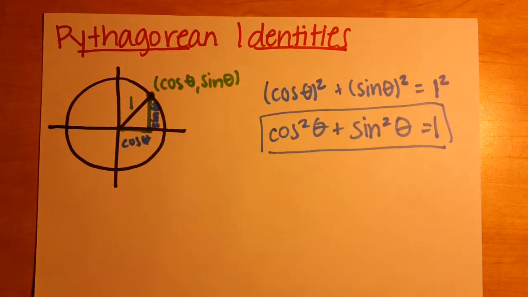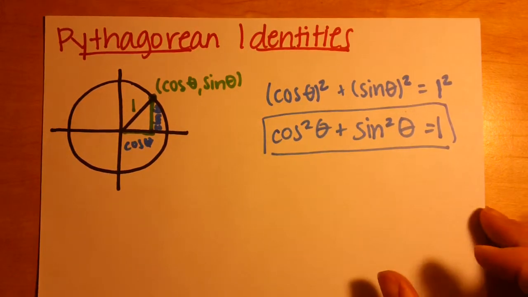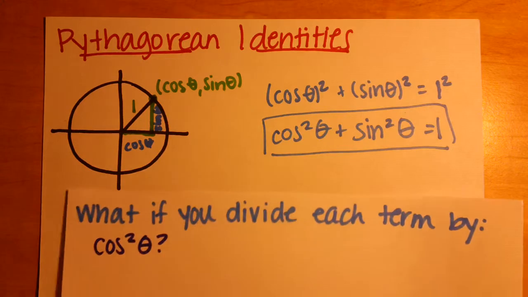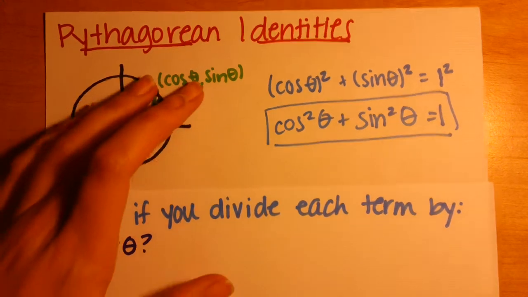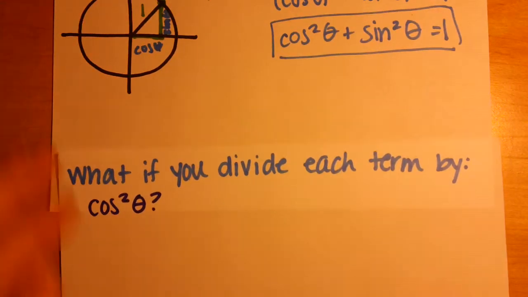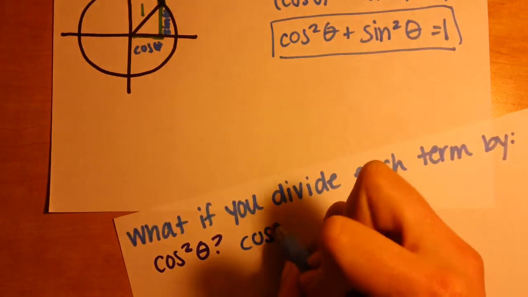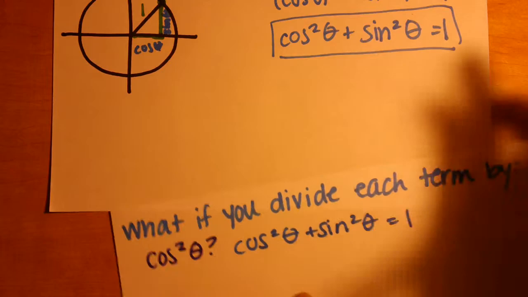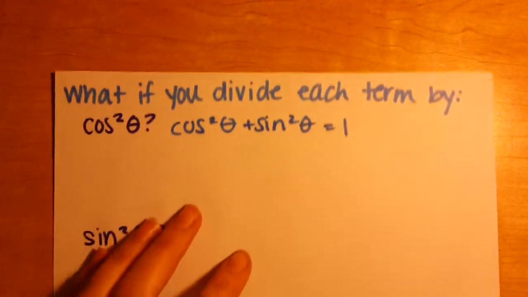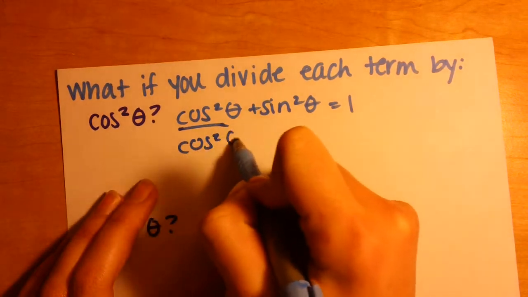So now we want to see what our other Pythagorean identities are. This is our first Pythagorean identity. Now, what happens if we take each of these and divide each term by cosine squared theta? So let's take a look at that. We take cosine squared theta plus sine squared theta equals 1, and we're going to divide each term by cosine squared theta.